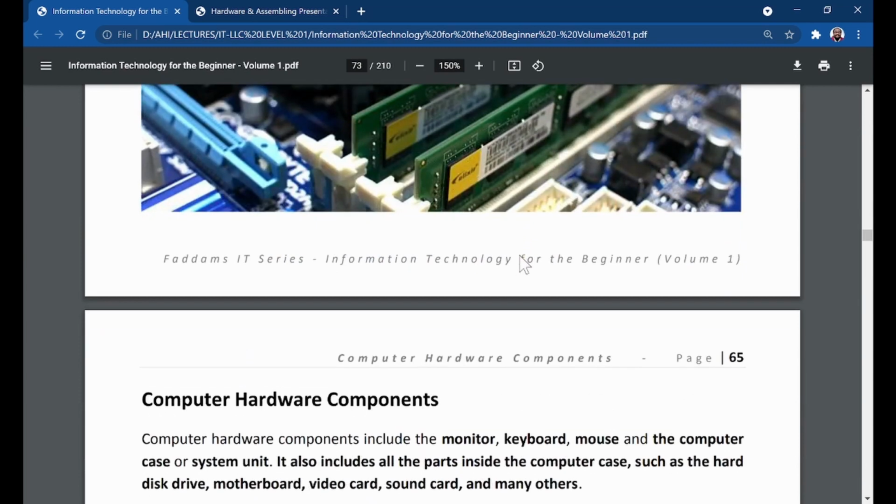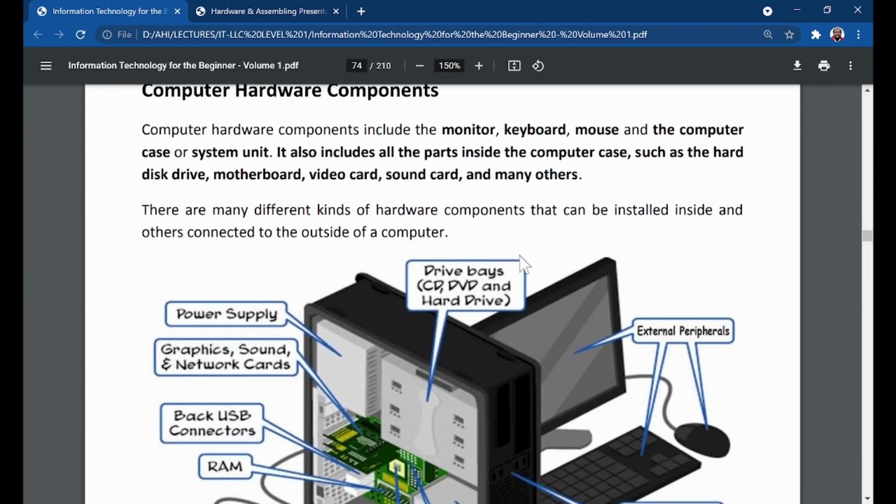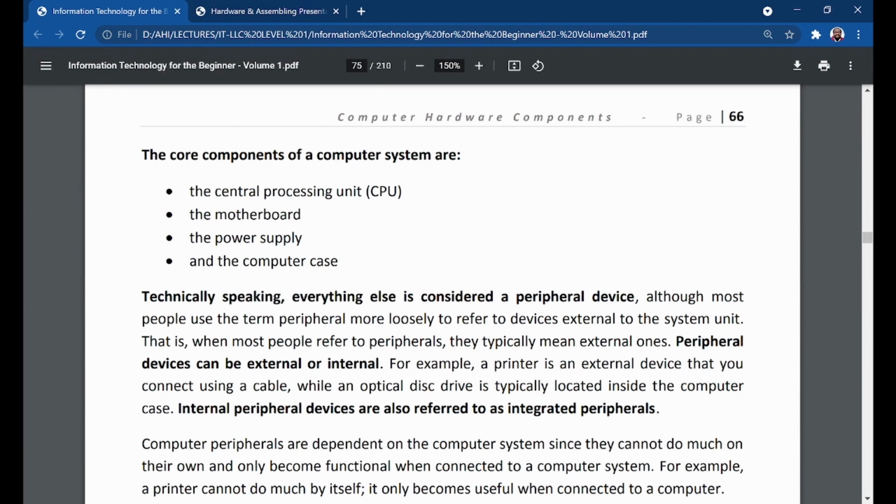We learned that when we talk about hardware components, they are made up of core components and peripherals. We talked about the core components and we learned that the core components are four. The first one is a central processing unit. Then we have the motherboard, we have the power supply unit, and the case itself. These four are the core components that make up a computer.